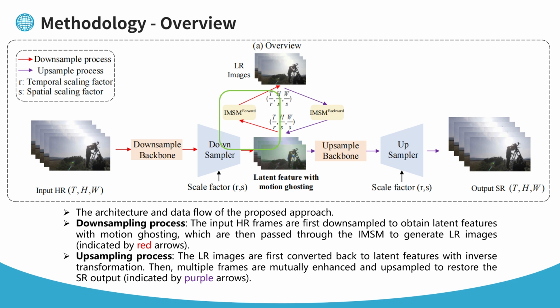For the upsampling process, shown by purple arrows, the LFR images are first fed into the IMSM in its backward direction to recover the latent features. Then, an upsample backbone and an upsampler are used to enhance and upsample these features, restoring the super-resolved output.